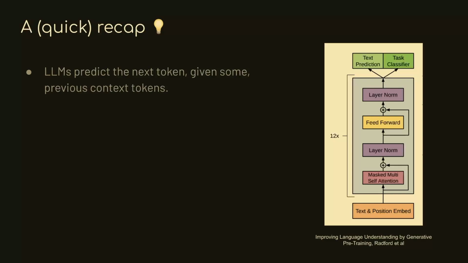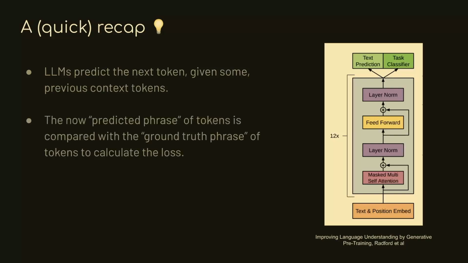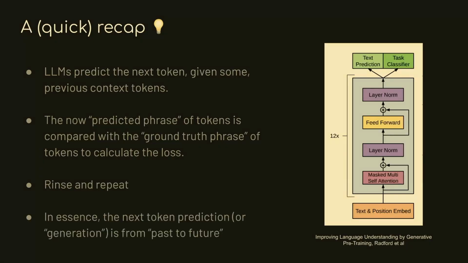So a context of previous tokens, however many they can be: 16 tokens, 1,000 tokens, 10,000, 32,000 tokens. That's the past window. They predict the next tokens given some previous tokens, and when we have the new tokens, we compare them with the ground truth phrase. If we have the 16 predicted tokens and the actual tokens we were supposed to get, we compare both the probability distributions and calculate the loss. We backpropagate, rinse and repeat. That's basically any neural network training, and in this case, large language model training.